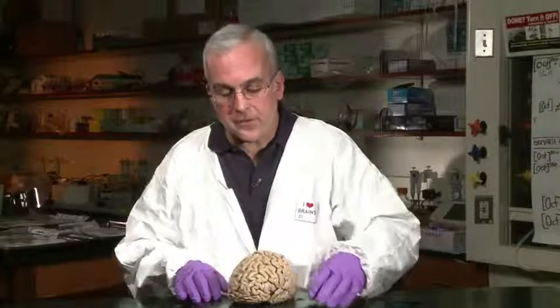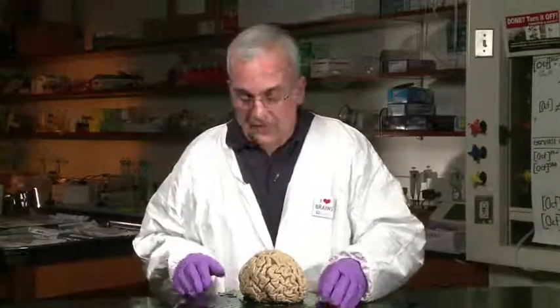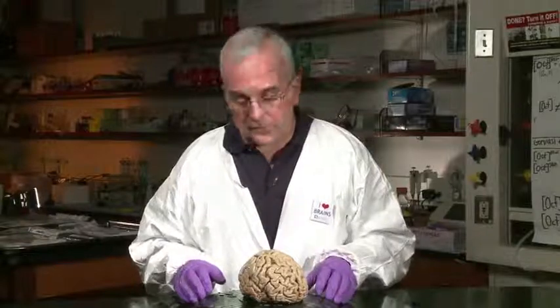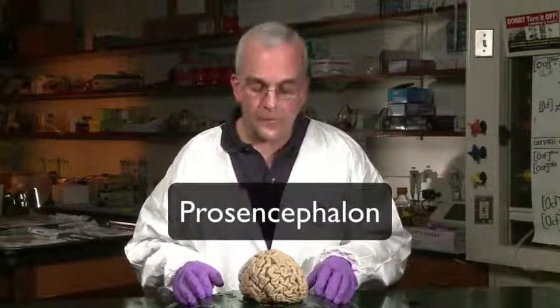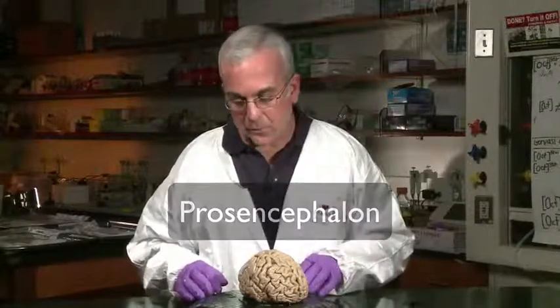This is the left hemisphere, this is the right. So that forward bulge divides into two parts. Most of what we see when we look at the adult brain is in fact this forward bulge. And we call this the prosencephalon, or forebrain for short. Pro meaning fore and encephalon meaning brain.